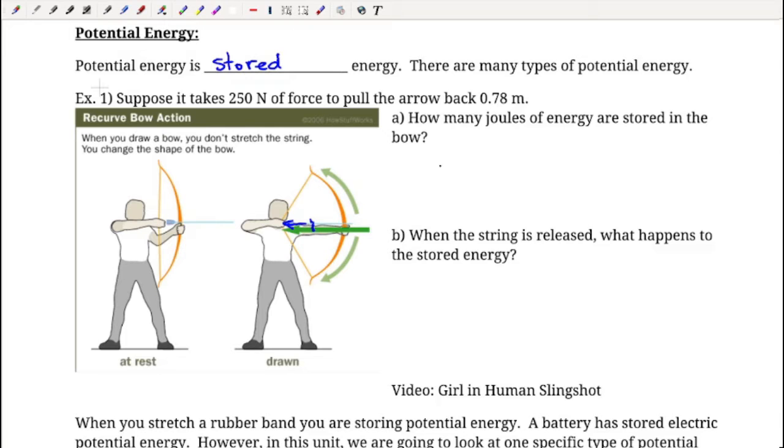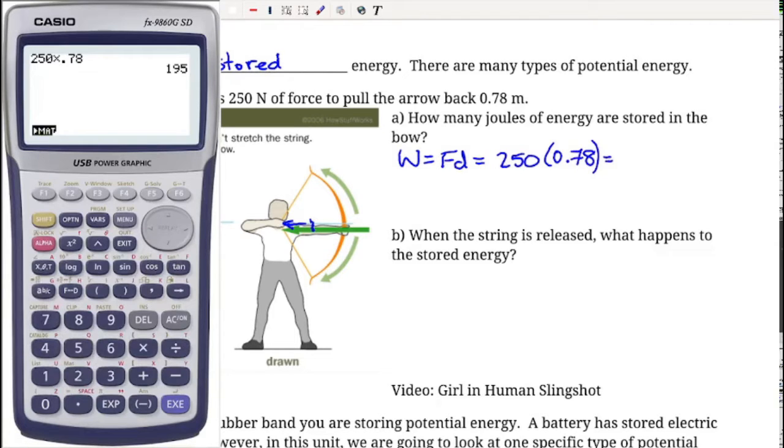Well, the answer to that question is really just how much work did we do, because the work that we did is the energy that was stored. So we can answer this pretty quickly. The work that we did was force times distance. I'm given the force of 250 newtons times a distance of 0.78 meters. Pull out my calculator, and my calculator tells me that's 195. And in this case, we know that work is measured in joules, and it turns out, as I said in the video, that energy is also measured in joules. So I did 195 joules of work to stretch this back, and that means I've stored 195 joules of energy.